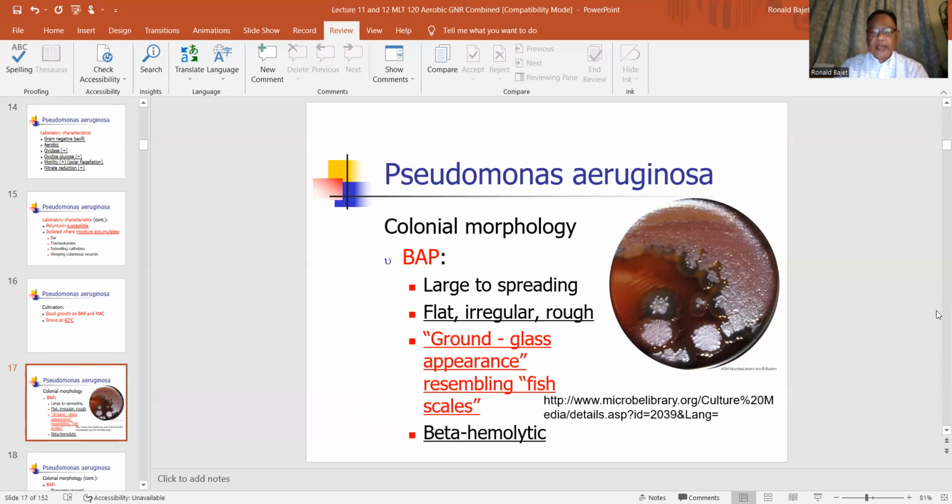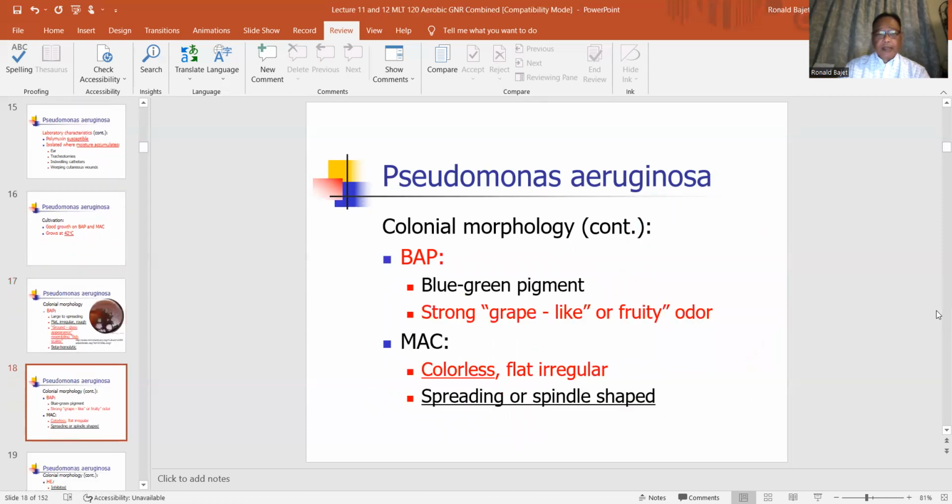Colony characteristics: Pseudomonas aeruginosa resembles fish scales, with a ground glass appearance. Make sure you know that descriptive term. If you see ground glass appearance resembling fish scales, that's Pseudomonas aeruginosa, and that's what it looks like on blood. And it is beta hemolytic. It has that grape-like or fruity odor. On MacConkey, it's colorless, flat, and regular, so it's a non-lactose fermenter because it's colorless.